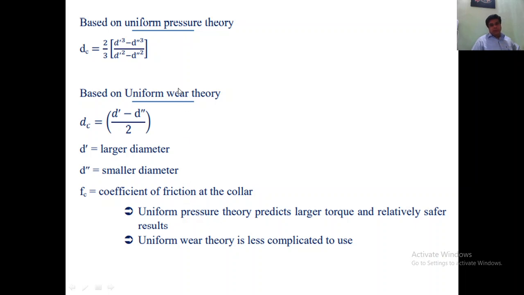So when you take the collar diameter based on uniform pressure theory, a larger torque and relatively safer results will be obtained. And when you take uniform wear theory, it is less complicated. As I told you, the equation is very simple. So you can use the uniform wear theory to calculate the collar diameter, and if you take the uniform pressure theory, the torque will be larger, but we get a safer design in case of uniform pressure theory to calculate the collar diameter.